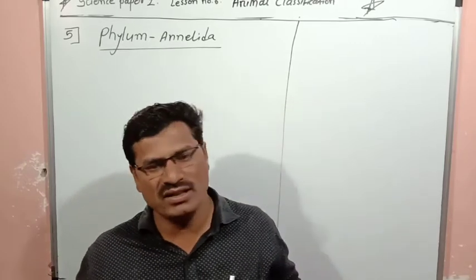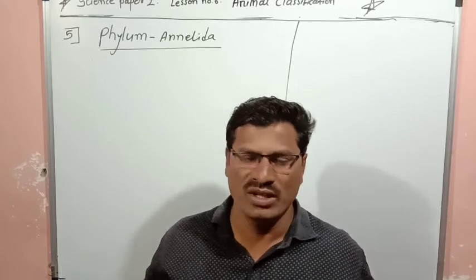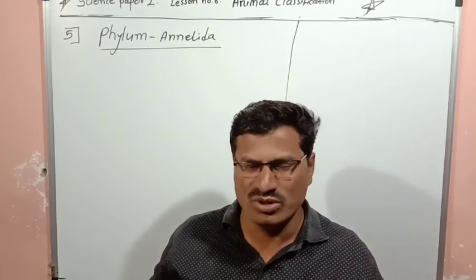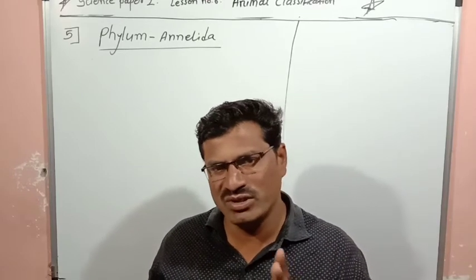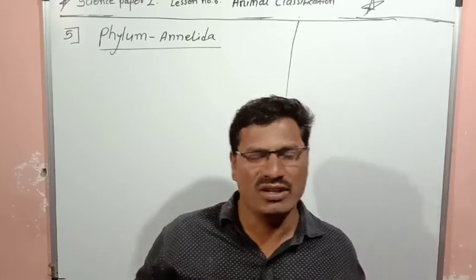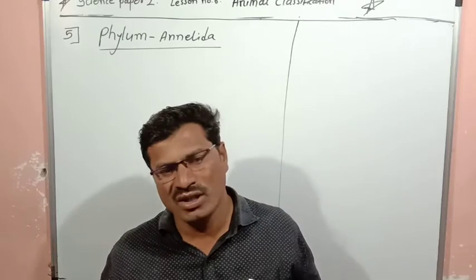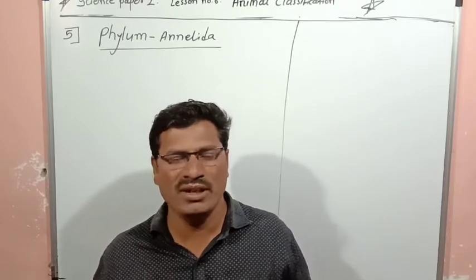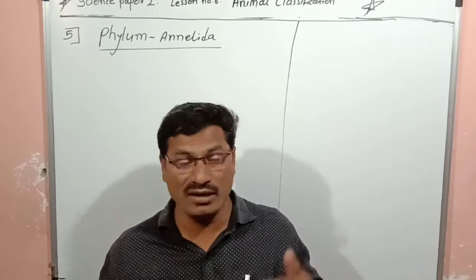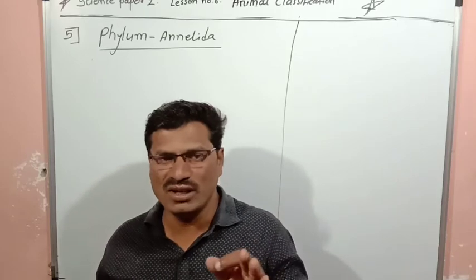The next thing is that the animals are either hermaphrodite or unisexual. Hermaphrodite means both male and female reproductive systems are present in the same animal. Or they may be unisexual. Examples are earthworm, leech and Nereis. These are the examples of Annelida.